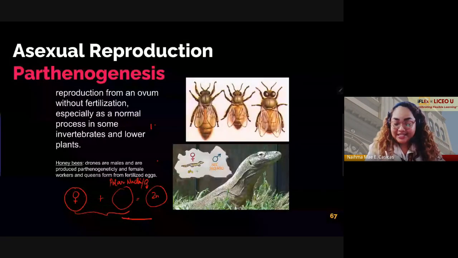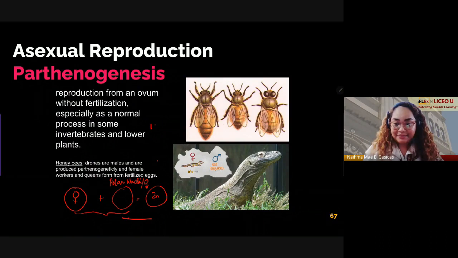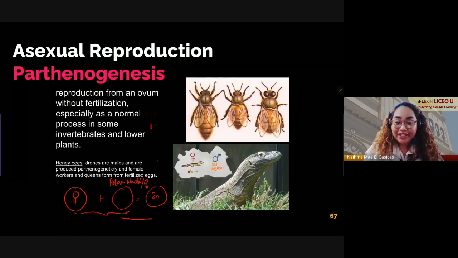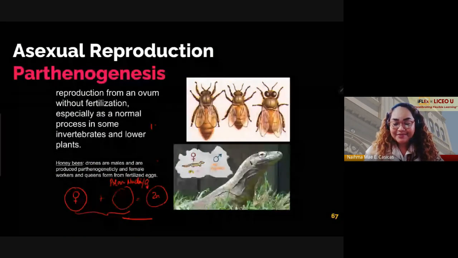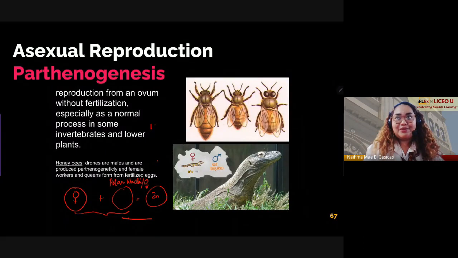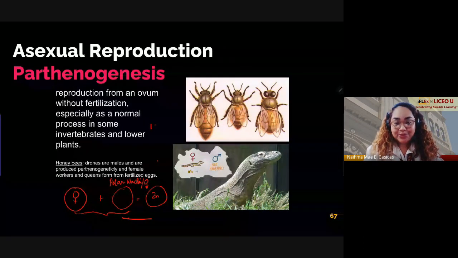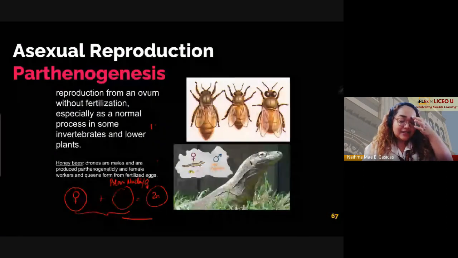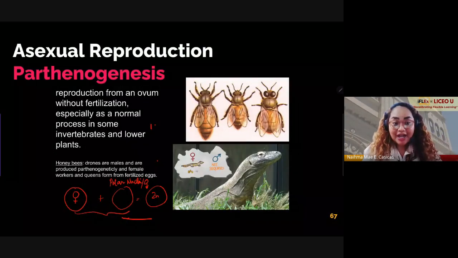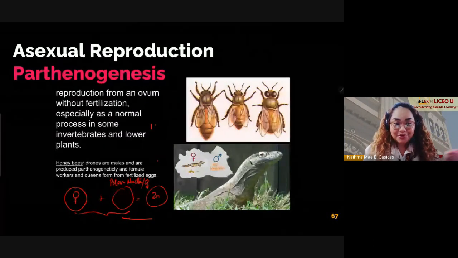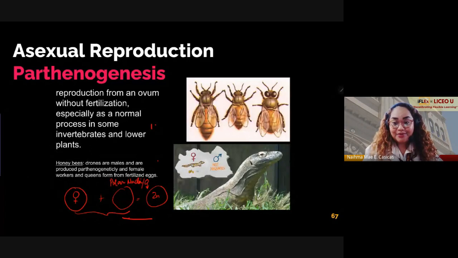So this is also being done by your honeybees. Particularly the queen bee, because the queen bee doesn't really have a lot of time for sexual congress. The thing about their colony is that it needs more worker bees or drone bees. So to do that, she will have to do parthenogenesis.